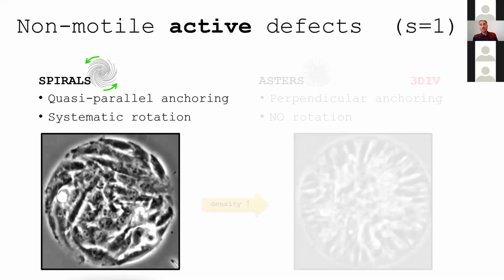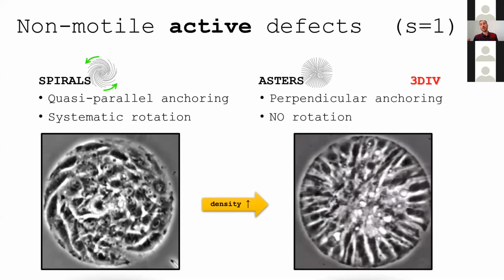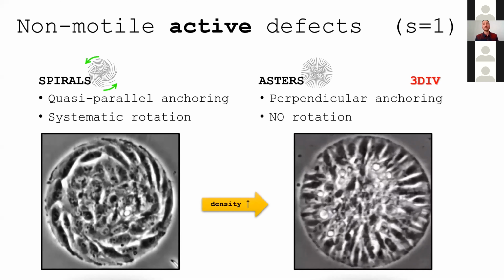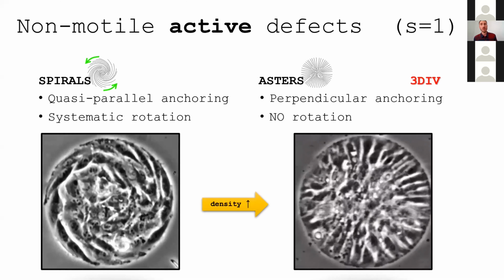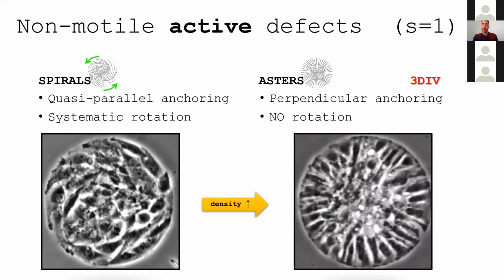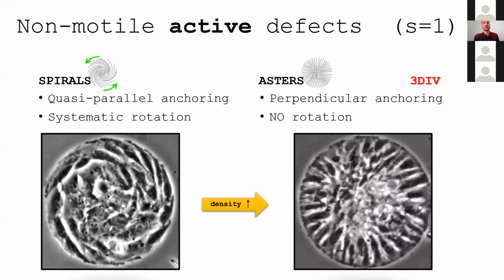And when density increases, this is the other island that we see. This is an aster defect, cells arranged perpendicular to the boundary, and we don't see rotation. But an interesting point of these defects is that they are non-motile, so all is being dissipated in one single point. So one of our interests was to see which are the forces that these defects generate.